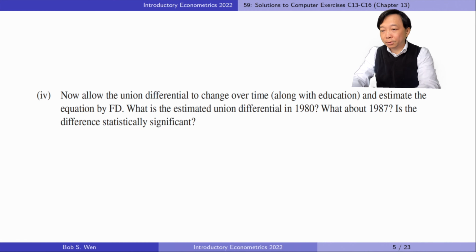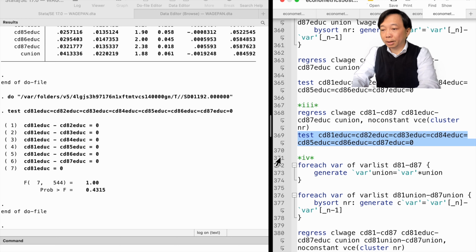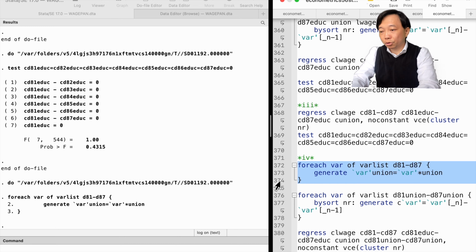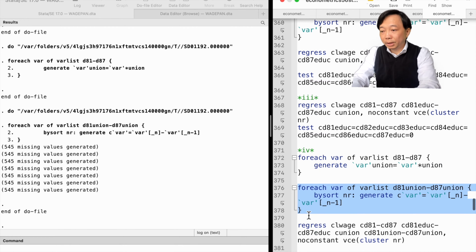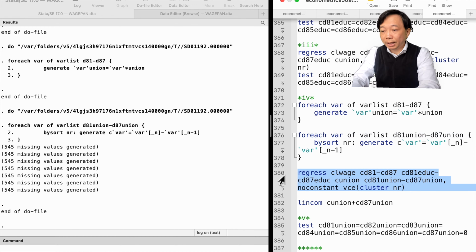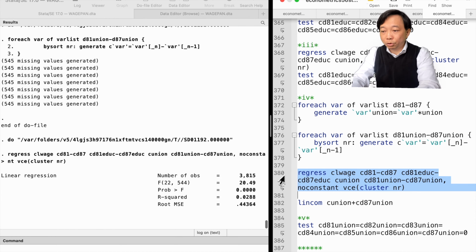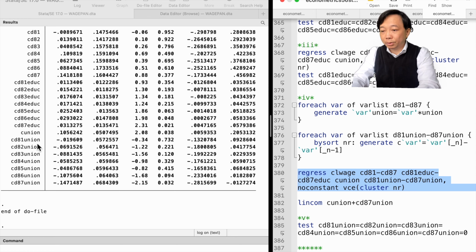Part 4 adds the interaction terms between year dummies and Julian. We estimate the model by first differencing. We use the same loop command in Stata to generate the interaction and the first difference terms. The estimated Julian wage differential in 1980 is the coefficient on the Julian variable, which is 0.106. It is statistically different from 0 at the 5% level.